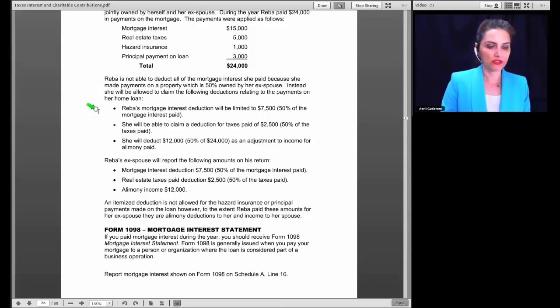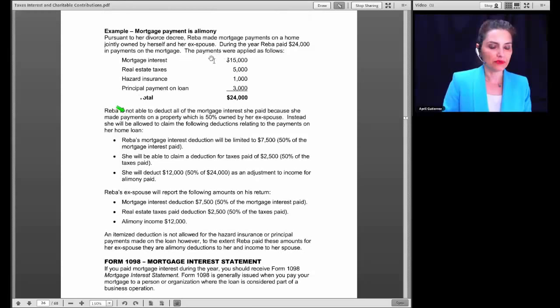Reba's mortgage interest deduction will be limited to $7,500, or 50% of the mortgage interest paid. She will be able to claim a deduction for taxes paid of $2,500, which is 50% of the taxes paid, and she will be able to deduct $12,000, which is half of $24,000, as an adjustment to income for alimony paid. Now, this isn't really a precise illustration here unless this was like an interest-only loan.